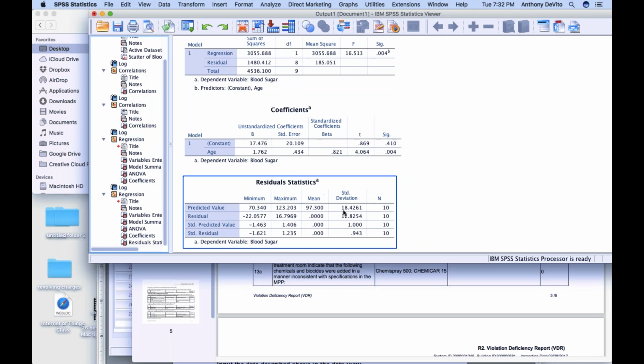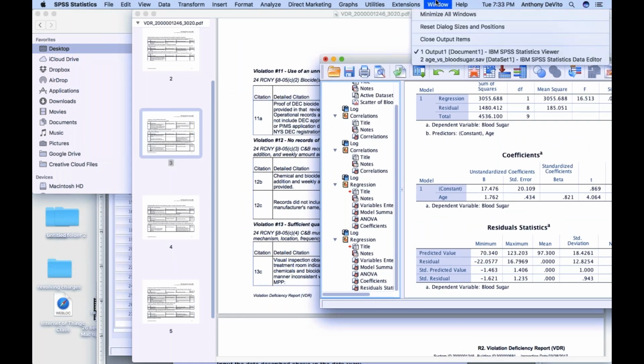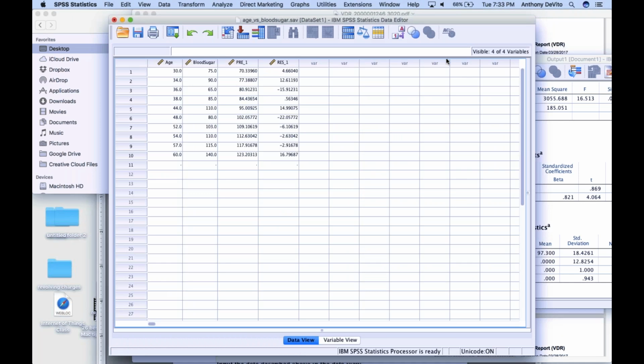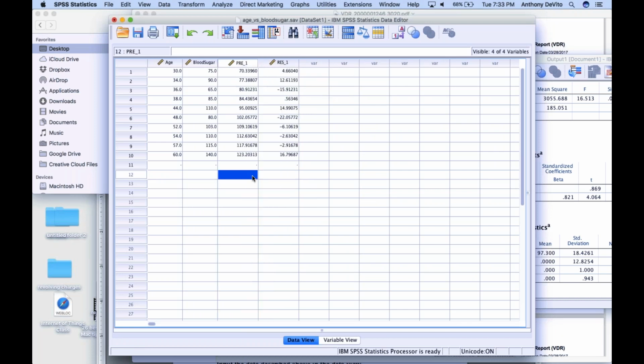Not too much information. It gives a little bit of information about the residuals, the standard deviation, the minimum, maximum, the mean residual, and so on and so forth. But the really interesting part is when I go back to the data table. We have two new variables there, the predicted value and the residual. If you take a look, you'll see that the predicted value is 70. The residual is the difference between 70 and 75. It's calculated that way.